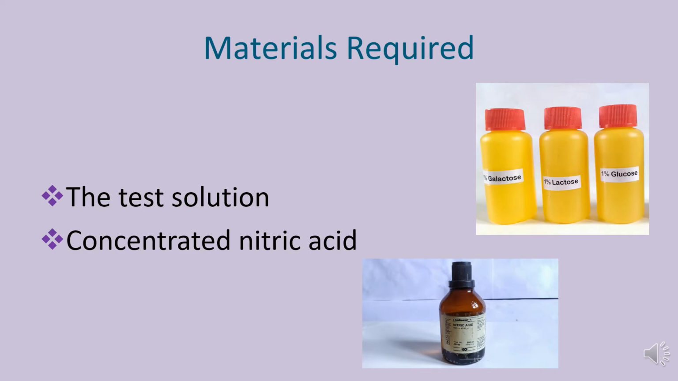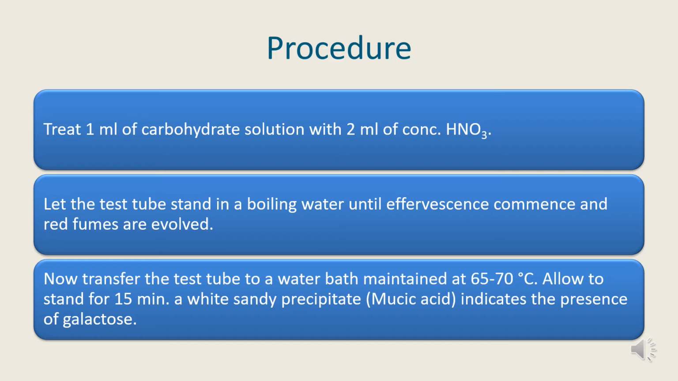Materials required: the test solution, concentrated nitric acid. Procedure: treat 1 milliliter of carbohydrate solution with 2 milliliters of concentrated nitric acid. Let the test tube stand in boiling water until effervescence commences and red fumes are evolved.